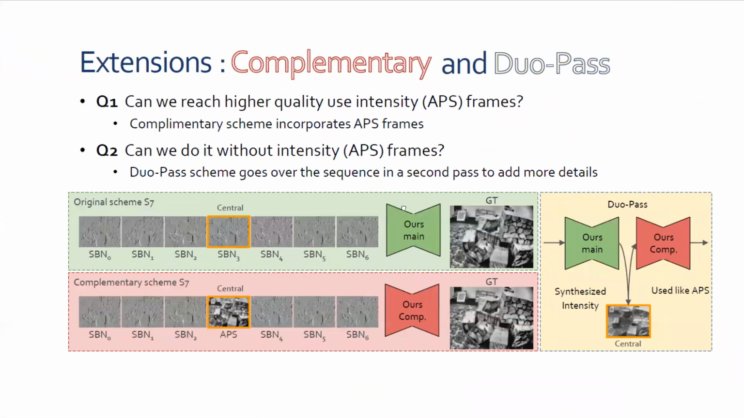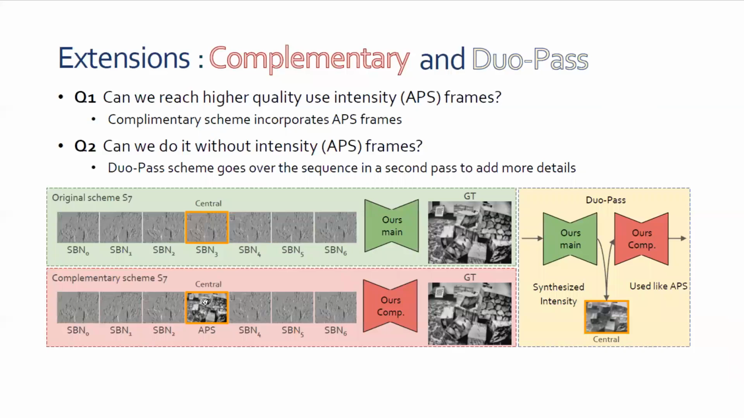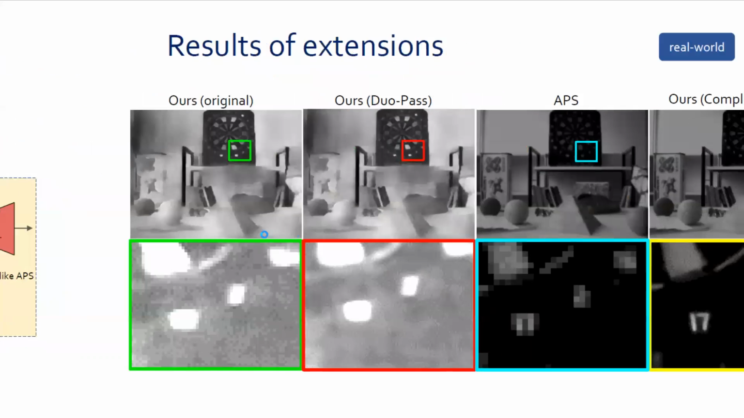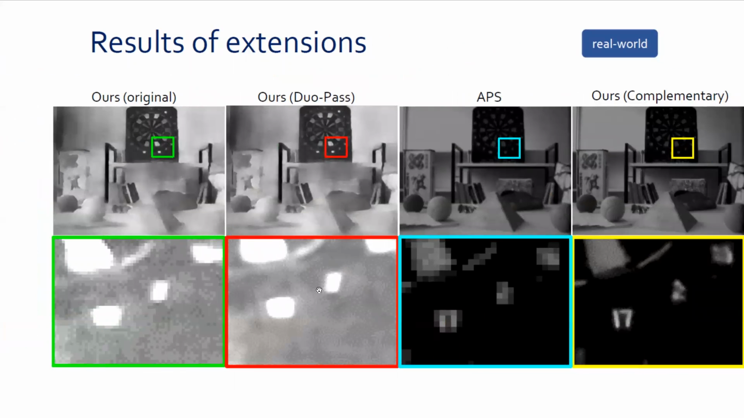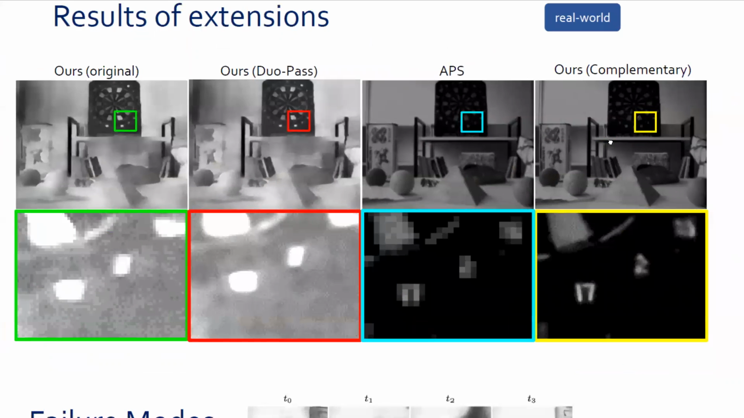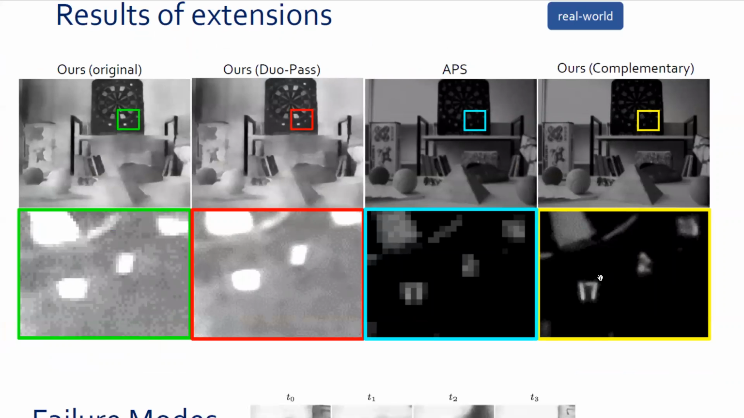We further extend our method to also use APS frames, and we could double pass through the network to create even higher quality images. These are some samples of our dual passing. As you can see, the quality on the Zoom version is much better in comparison to the APS frame, or even the complementary frame together with events can create details that the APS frame cannot.